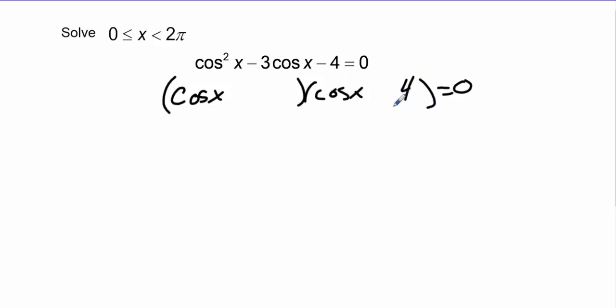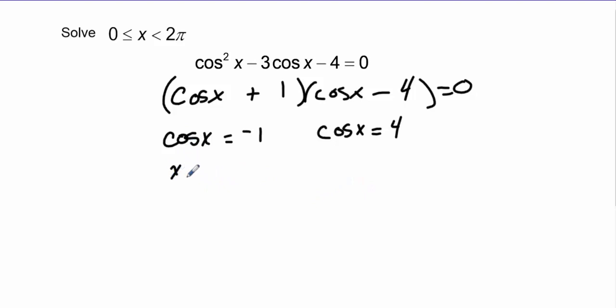I need a 4. It's got to be my negative. I need a 3, or I need a 1, sorry. And that's got to be the positive. So I have the cosine of x is equal to -1, and the cosine of x is equal to 4. And when we were solving quadratic equations, we'd be done right now, but we're trying to solve for x. So we have to take the inverse of both sides.